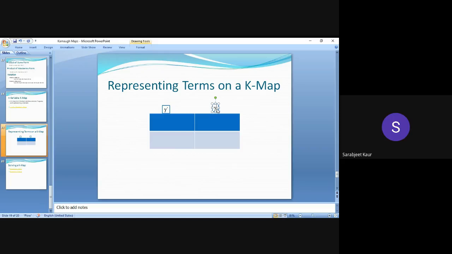So every time you are required to draw a two variable Karnaugh map, you have to draw it like this. Okay. I had shown you this last time as well, if you remember. Today I'm going to take you over it again.